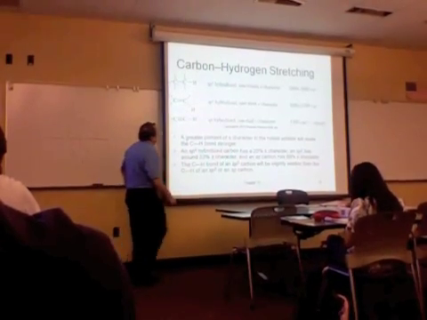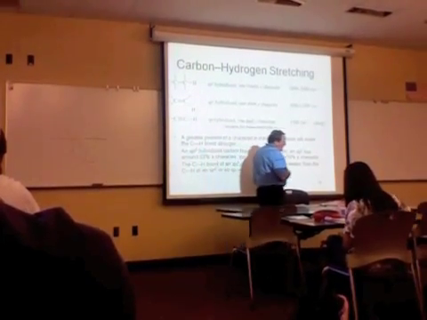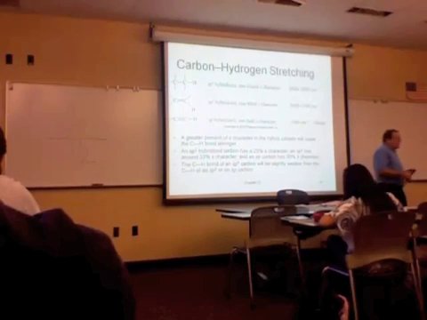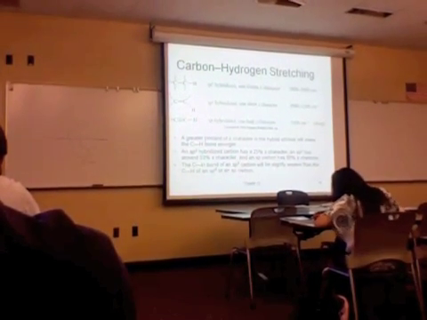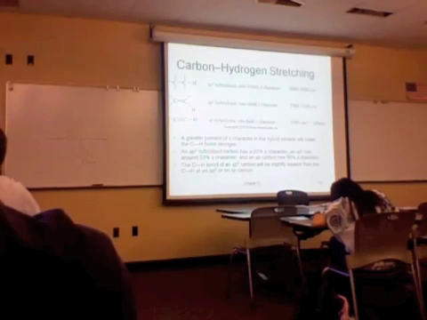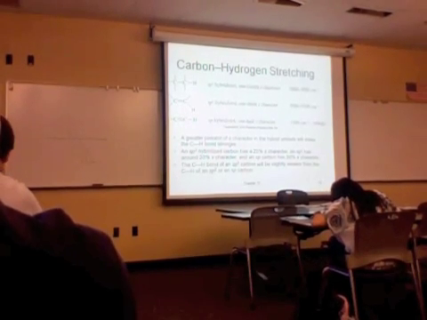And so this region between about 2800 and 3300 is a good region to try and gauge the general nature of the carbon backbone, whether or not there's double bonds, single bonds, or triple bonds.